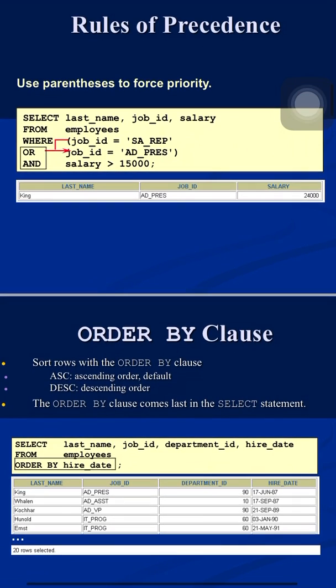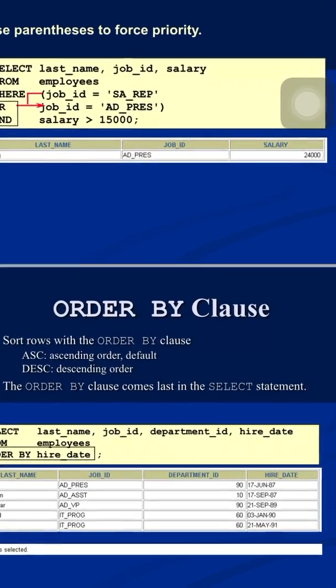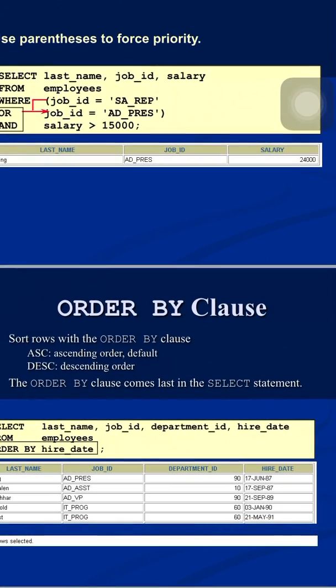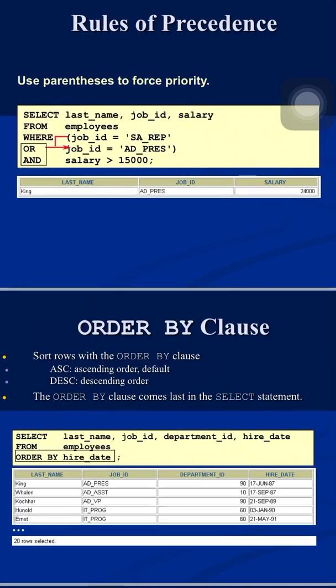So if I write a query like this, SELECT last name, job ID, department ID, hire date FROM employees ORDER BY hire date. I have not specified here whether ascending or descending, but we know that by default it is ascending. So here you can see that all the data is ordered in the ascending order of hiring date. So smallest hiring dates are first, then greater hiring dates will be coming at the end. This is how the records will be displayed.